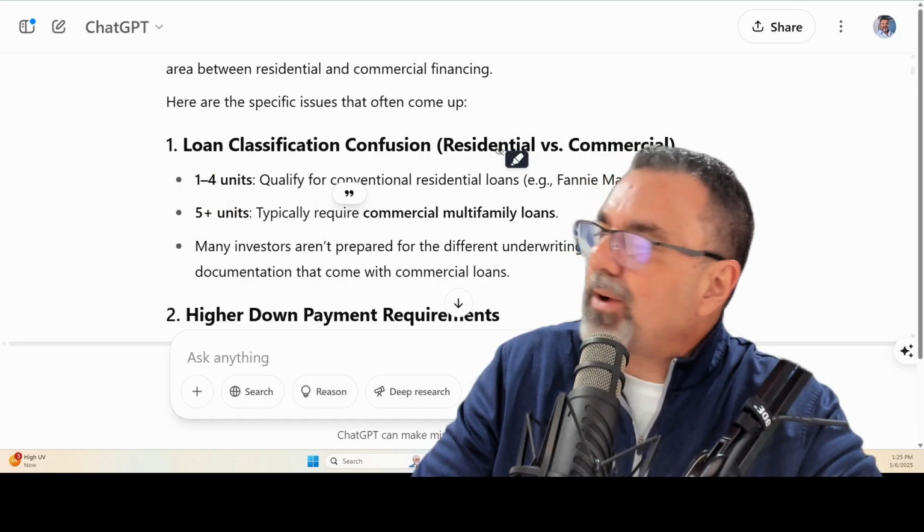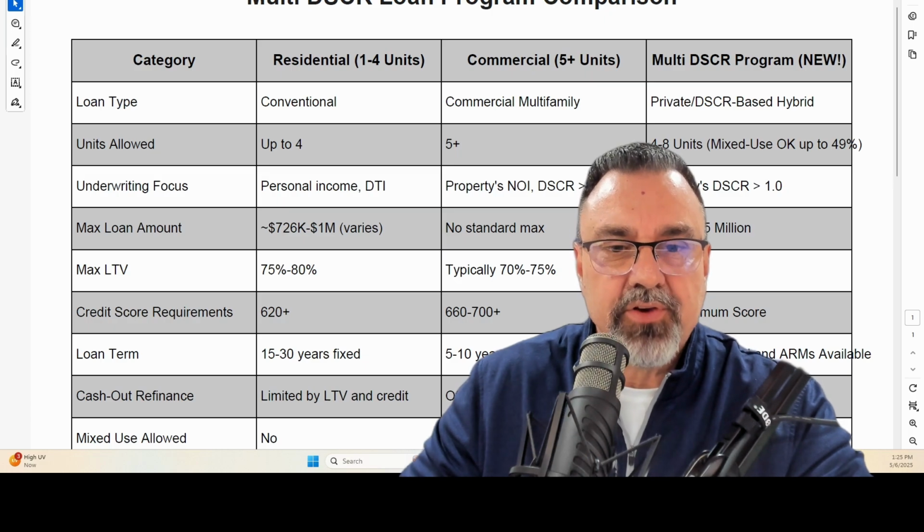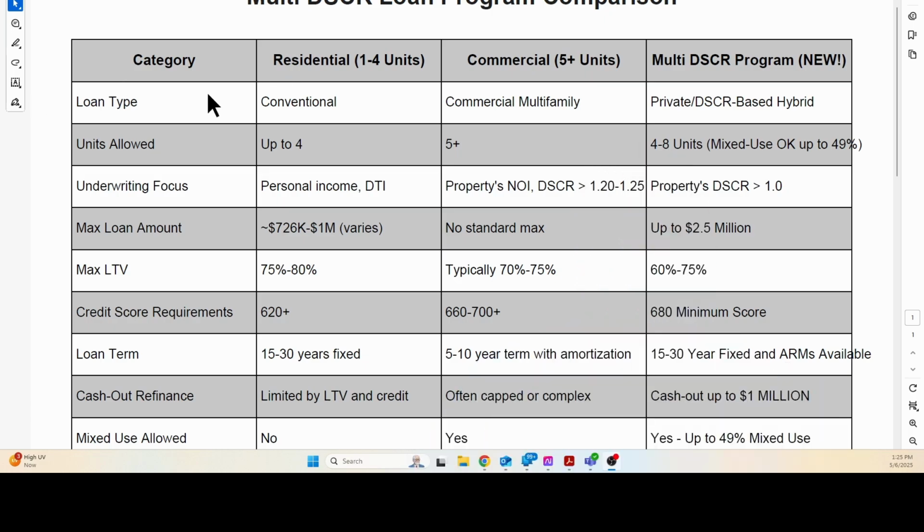Let's get over to the diagram I want to show you with the new programs that we have to offer you today. So here's the programs. If you have a 4-unit property, you might be able to go with a residential loan, but you just might want to avoid all the red tape, and you might want to close in your corporation's name. You might want to avoid all the tax returns and all the rent rolls and everything you're going to have to produce. So what I want to introduce to you today is the options we have right through here, the multi-DSCR program.